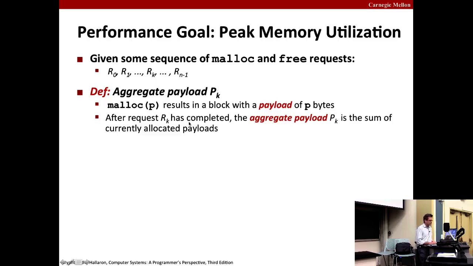So after we've run a sequence of requests, the aggregate payload is the sum of all the payloads in the currently allocated blocks. In a perfect allocator, the aggregate payload would equal the total size of all the allocated blocks, right? Because there'd be no overhead. Every block would be pure payload.